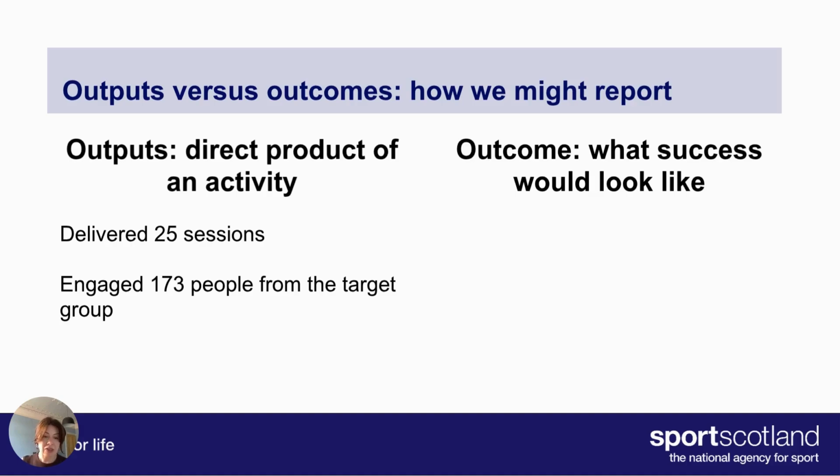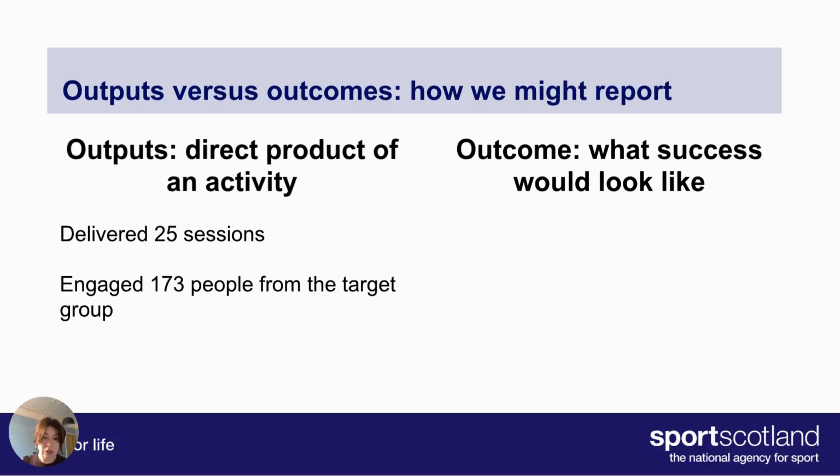So if you tell me that you've delivered 25 sessions or 3 events or whatever that might be, or if you describe the number of people you've engaged, those are much more output statements. So they're saying, we delivered what we said we would, and this was the direct product. But neither of these things tell us at all if we brought about the change we wanted to bring about.